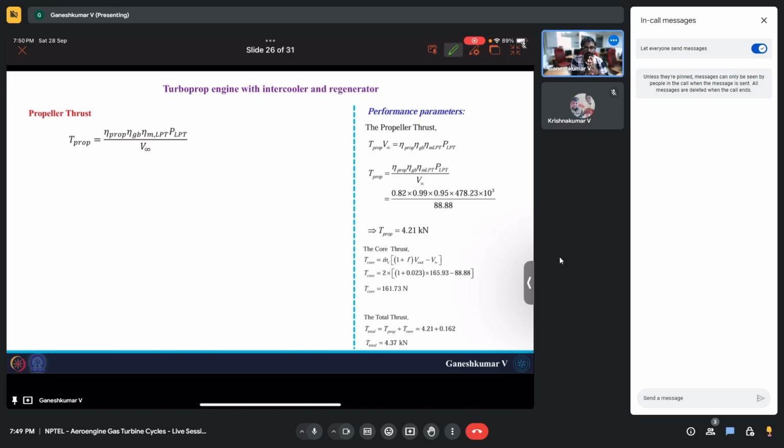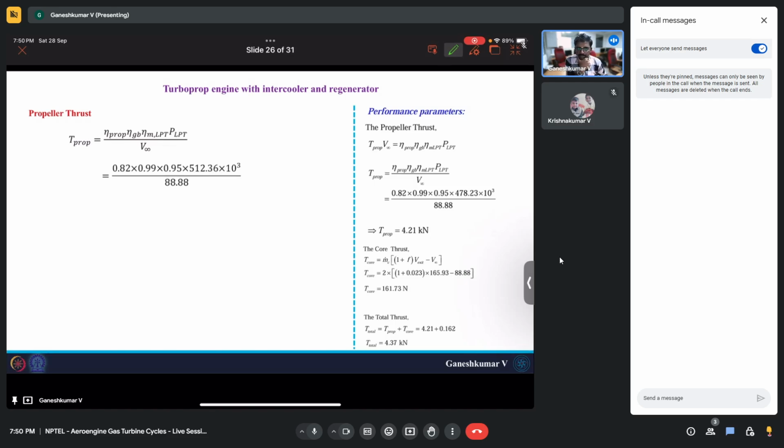So that is the propeller. And the propeller efficiency is nothing but the thrust generated by the propeller divided by the power given to the propeller. Okay, that is the efficiency. So you can understand this. Thrust generated multiplied by V infinity is the amount of power generated by the propeller divided by the total amount of power given to the propeller. Okay, total amount of power given to the propeller would be simply eta GB, eta M LPT, P LPT. So if you do the math, you will end up having this relation, and from here you can find the thrust generated by the propeller.